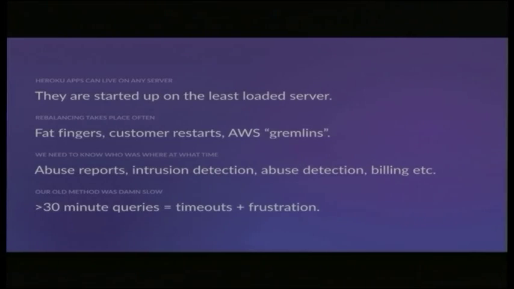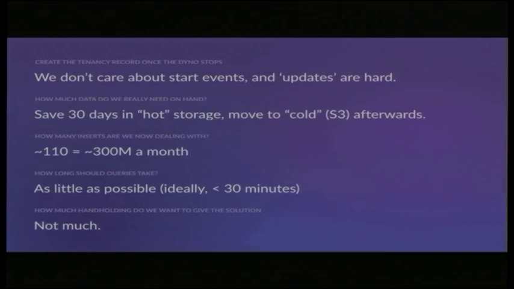So with these assumptions in mind, we started looking at what we actually needed. And we don't actually care about the start events. We just really want to store when the dyno was stopped and a history of when it was run. And we actually only need 30 days of this hot storage. Afterwards, we can just move to S3. With our calculations, it looked like we were getting about 300 million records a month. And we wanted to be able to query them as little as possible and have a system that we didn't have to maintain a lot. Just need to sit there and run and do just that.